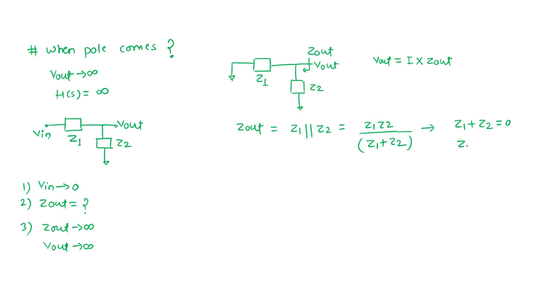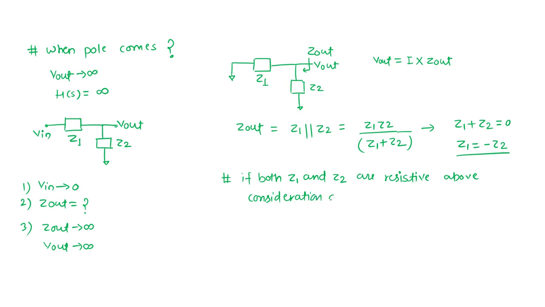In that case, what will happen? Z1 should equal minus Z2. So what we can conclude here is that if both Z1 and Z2 are resistive, the above consideration doesn't hold.